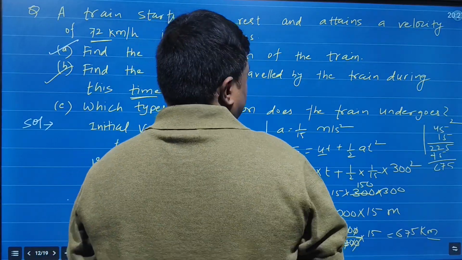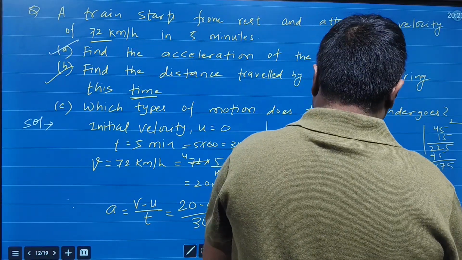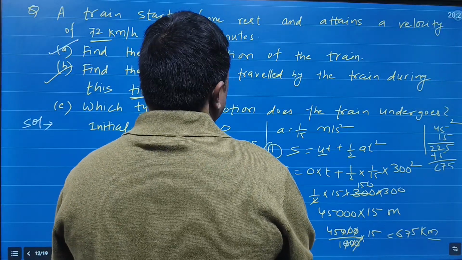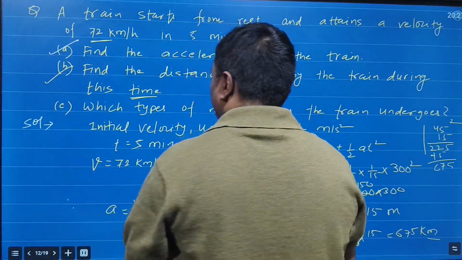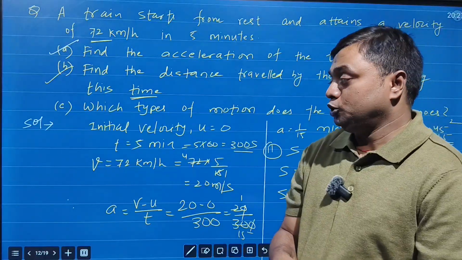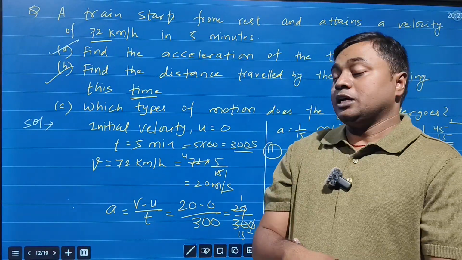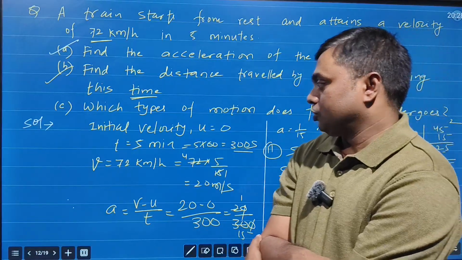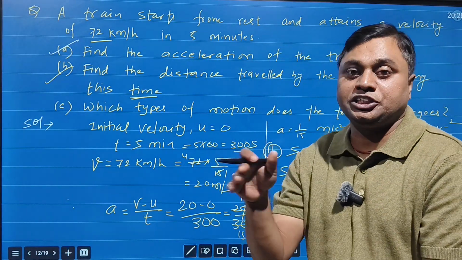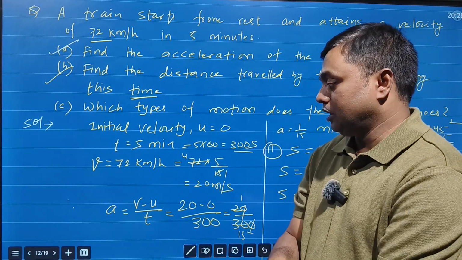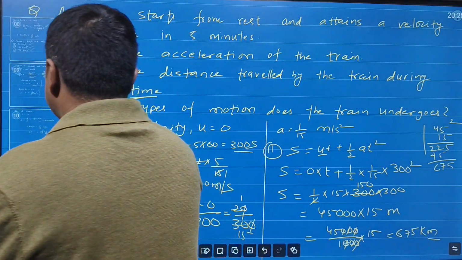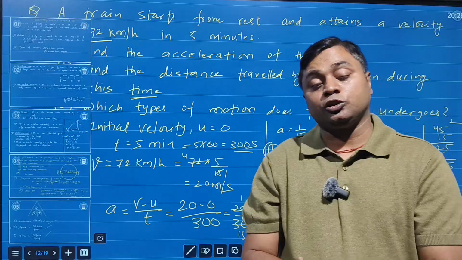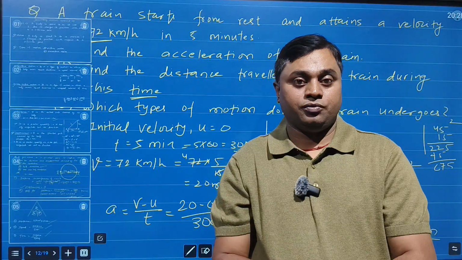And which type of motion does the train undergo? It is non-uniform motion, because it is starting from 0 and attaining some speed of 72 km per hour. This is a rectilinear motion also. Motion in a straight line is also called rectilinear motion. I hope you understood these concepts. In other videos, we are going to do the derivation of the 3 equations of motion. I will take some more graphs.